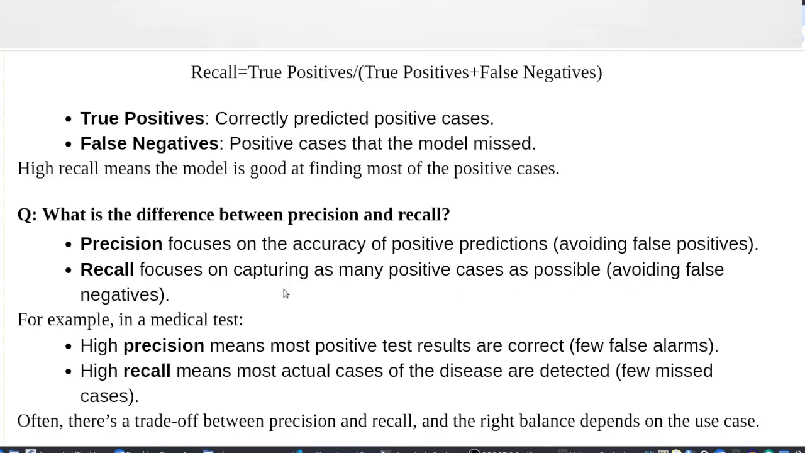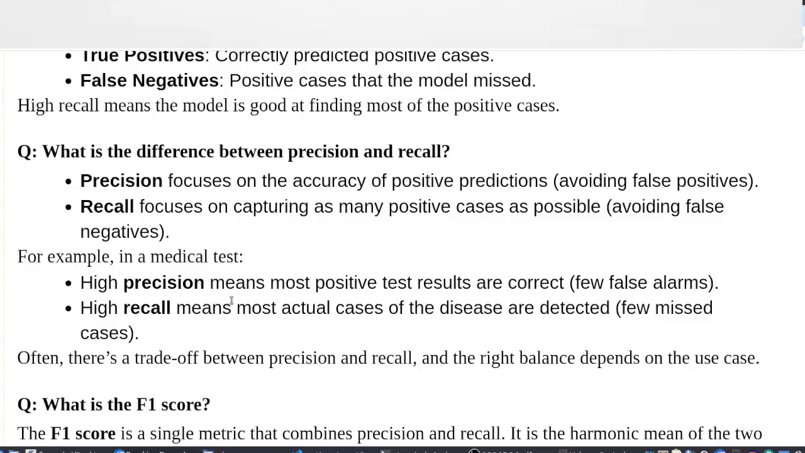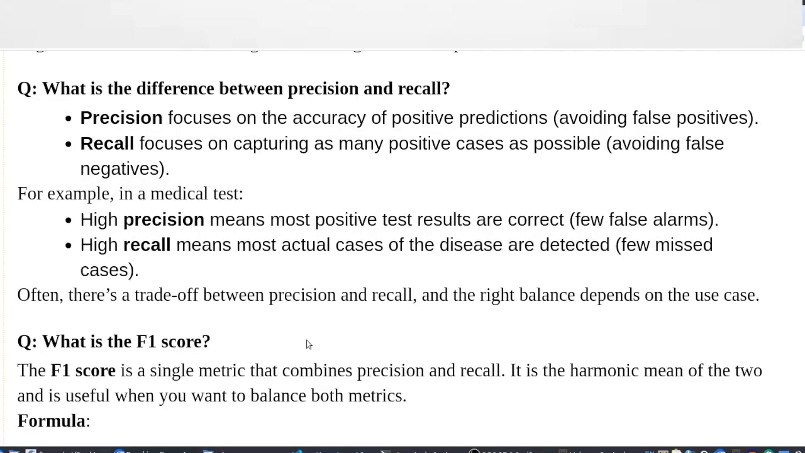So basically sensitivity, right? In a medical test, high precision means most positive test results are correct. High recall means most actual cases of the disease are detected. Often there is a trade-off between precision and recall, and the right balance depends on the use case.